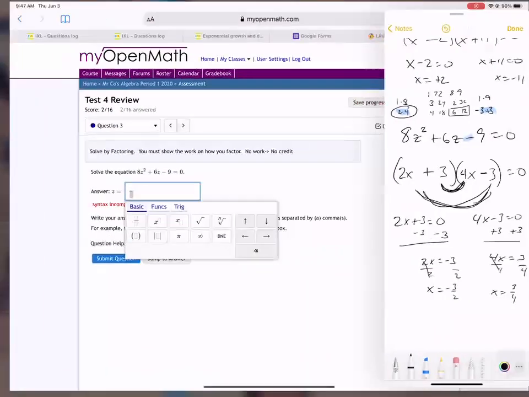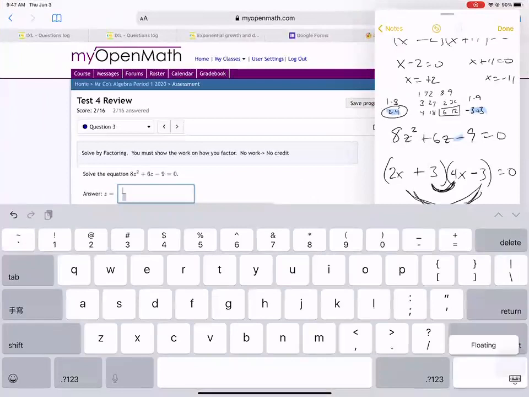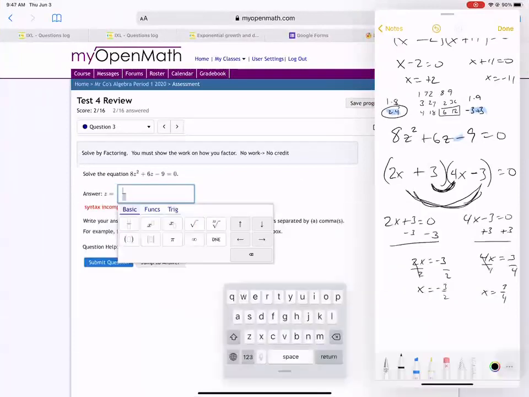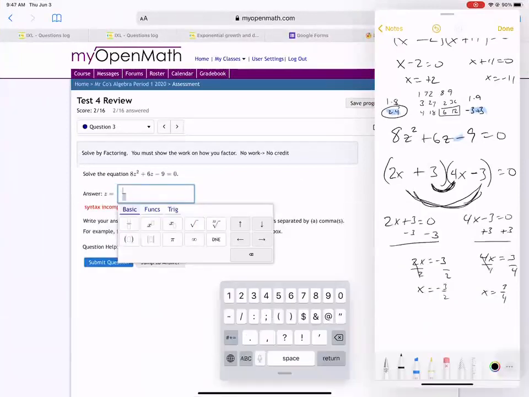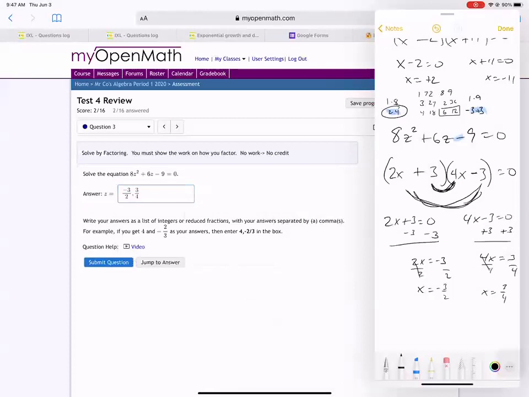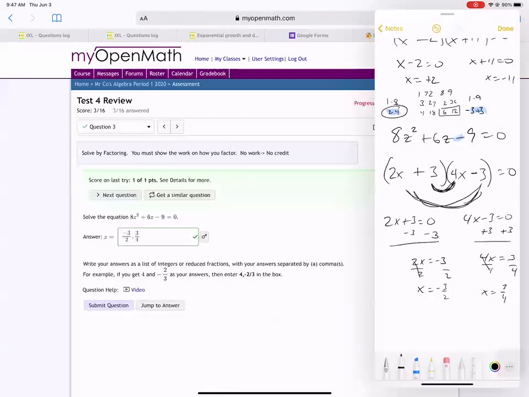That's not what I want to do. I want the flipping one. Yep, here we go. We want to say negative 3 divided by 2, comma. My other answer is 3 divided by 4. Okay, we got that one right.